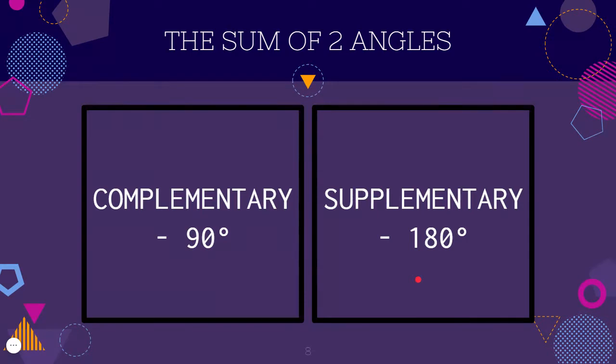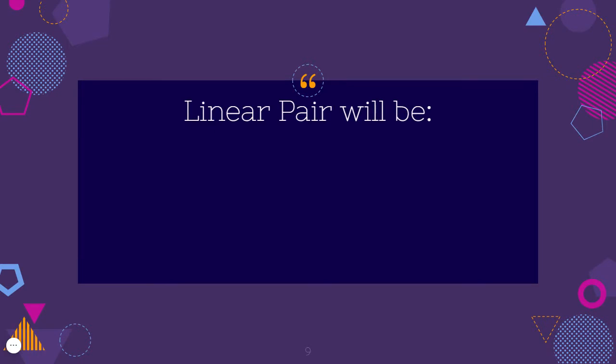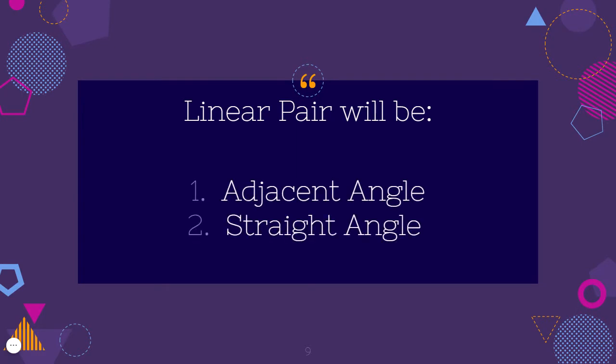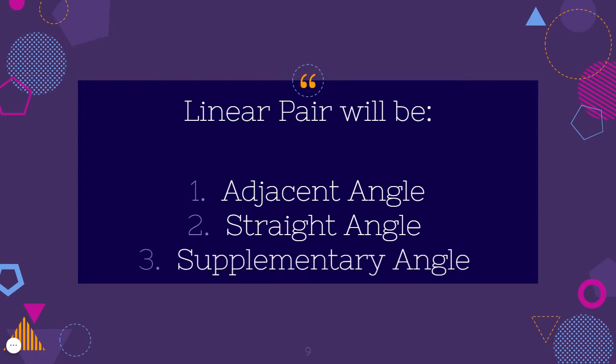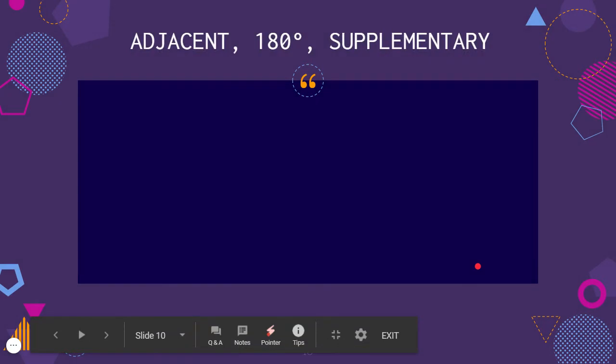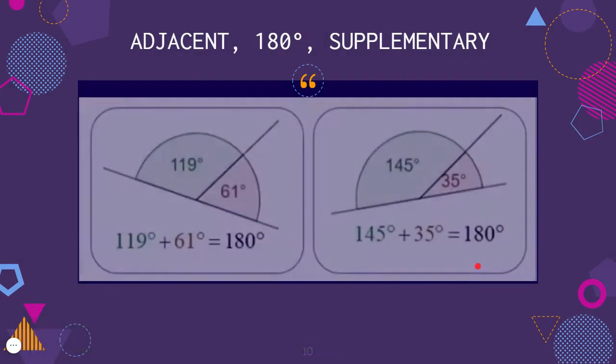Now, if we have these three concepts clear, we can see what a linear pair is going to be. A linear pair is simply going to be an adjacent angle, a straight angle, and a supplementary angle. If all these 3 points are there in a diagram, that means it's going to be a linear pair. All these 3 points have to be there. Let us see how it looks.